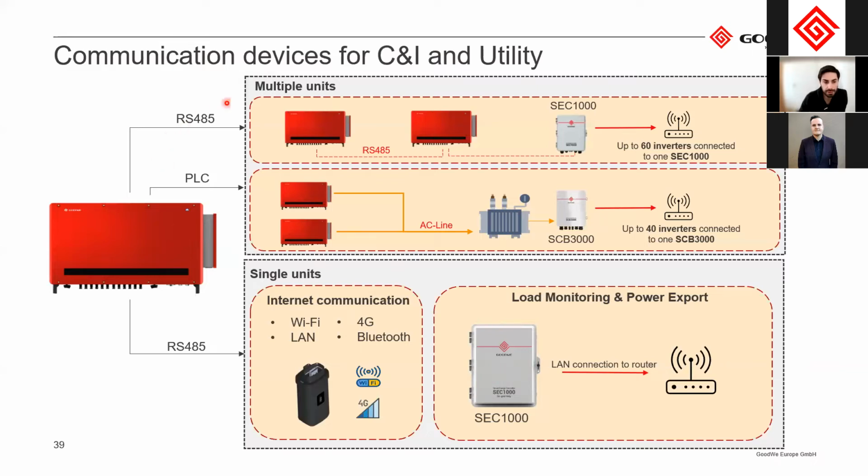Moreover, if you have multiple units, you can either choose to connect them in a daisy chain, exactly like the residential segment, over RS-485, and then you use this box instead, which is the same as here. Or you can use PLC communication to communicate over the AC line. And then we have a similar looking box, but with a different name and different functions.